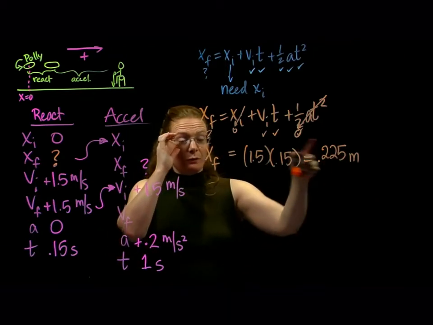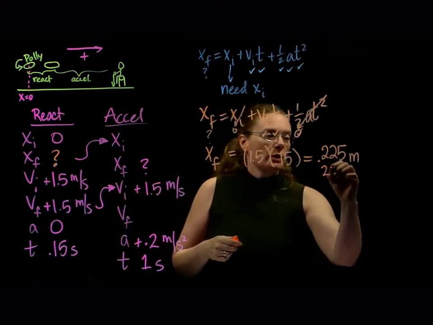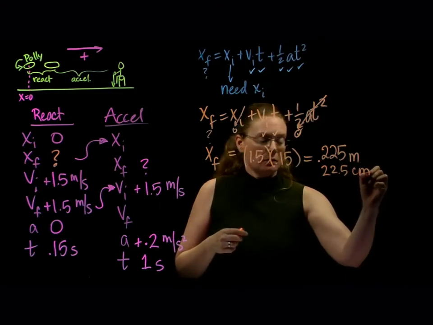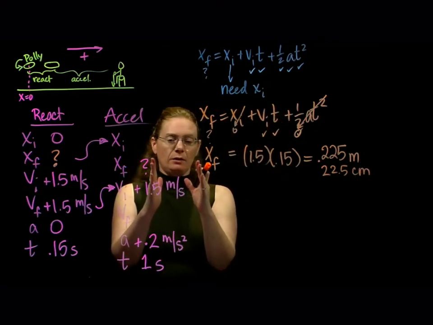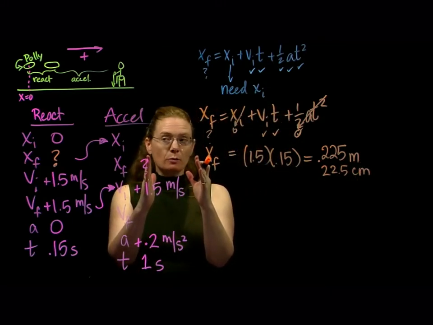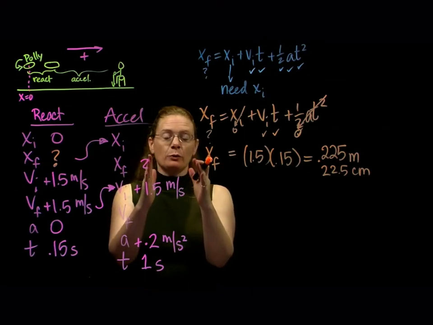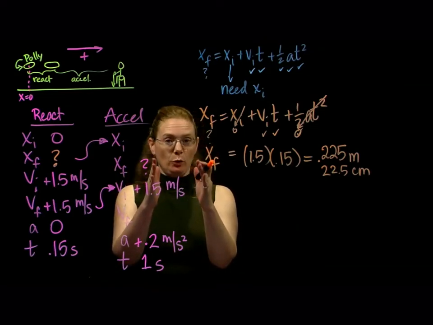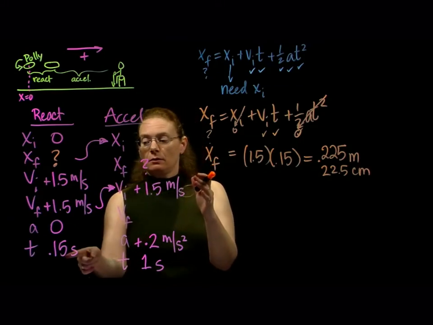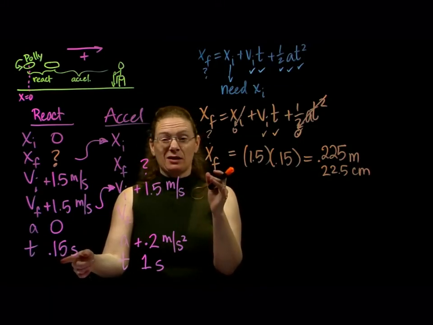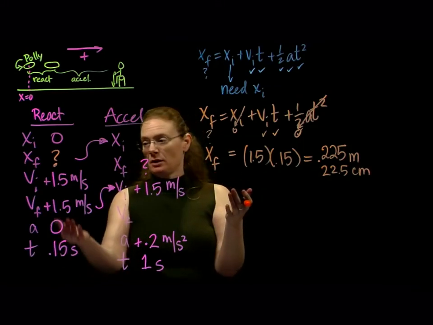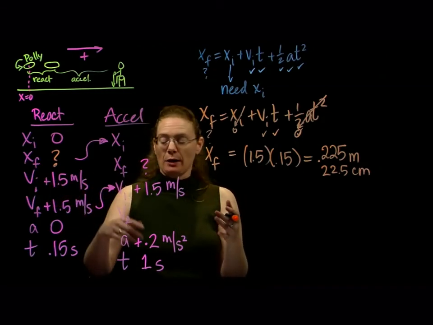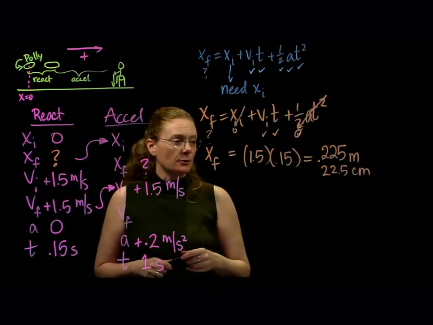So 0.225 meters is 22.5 centimeters. So it's less than a foot. That's like this much. Is that a reasonable time or reasonable distance for the parrot to move in about a 1/6 of a second? I would say so. She's not moving very fast, 1.5 meters per second. So I think that's a reasonable answer.